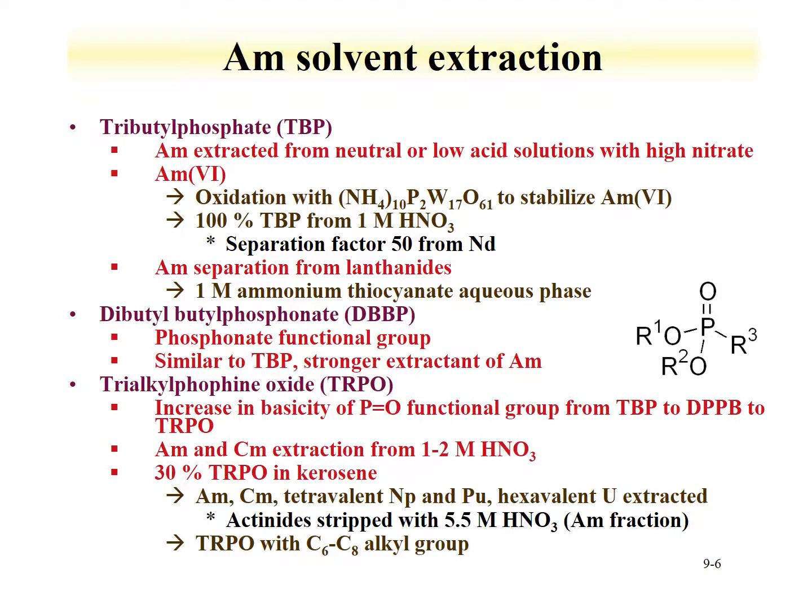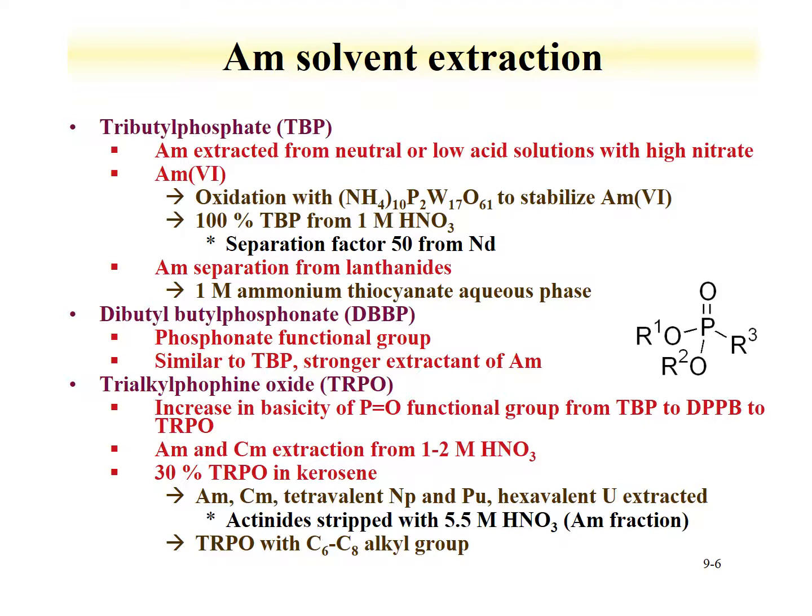Conditions can be achieved to have high trivalent metal ion extraction, but with americium one can make the oxidized americium(VI), and that would achieve a separation based upon the fundamental chemistry of the tributyl phosphate that we described in the Purex process. In an example of this work, with 100% tributyl phosphate from 1 molar nitric acid, you get wide separation factors of americium from neodymium. Americium separation from the lanthanides has also been performed using 1 molar ammonium thiocyanate aqueous phase, so a complex in the aqueous phase that helps drive the separation.